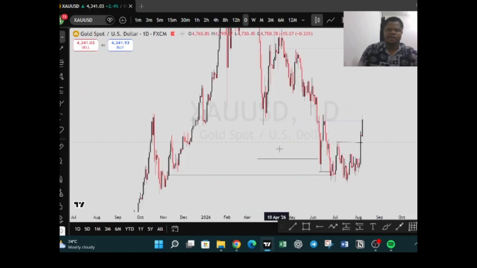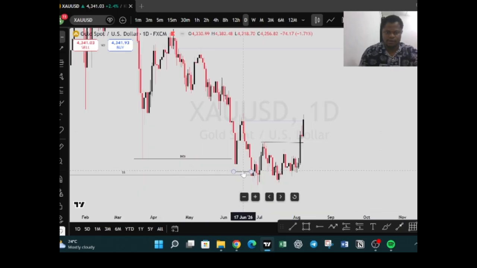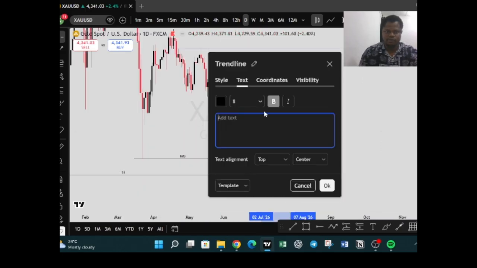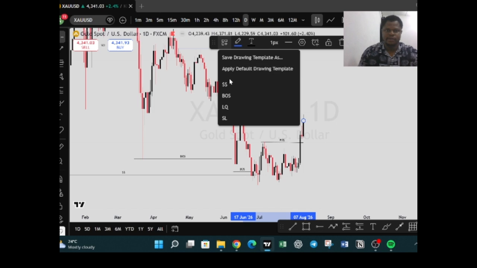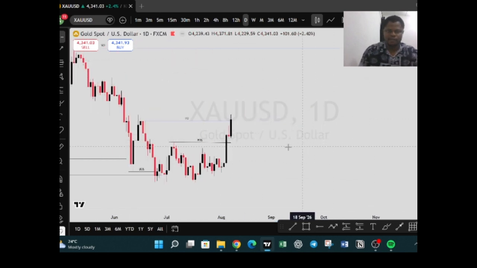Based on what we have here, we can see that we have taken out liquidity here. Then this is a BOS. Here again we have another BOS. BOS. I've taken out liquidity from the upside. So this is what I can see on my daily time frame.